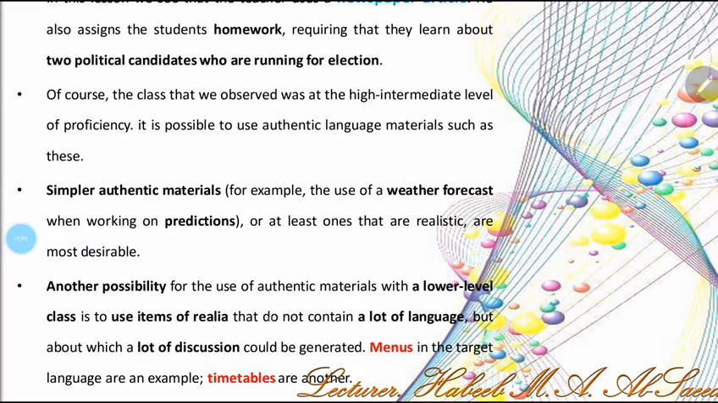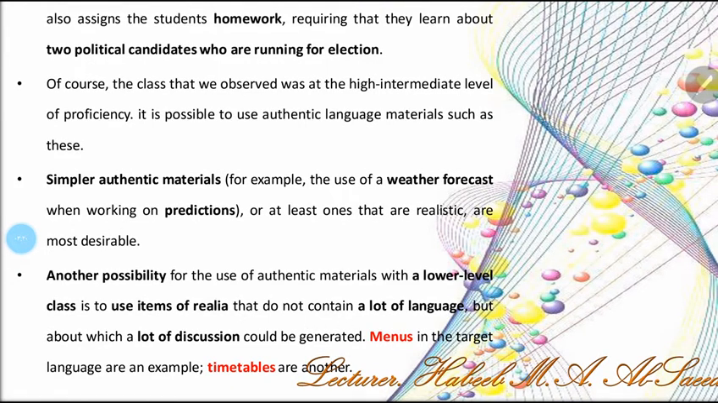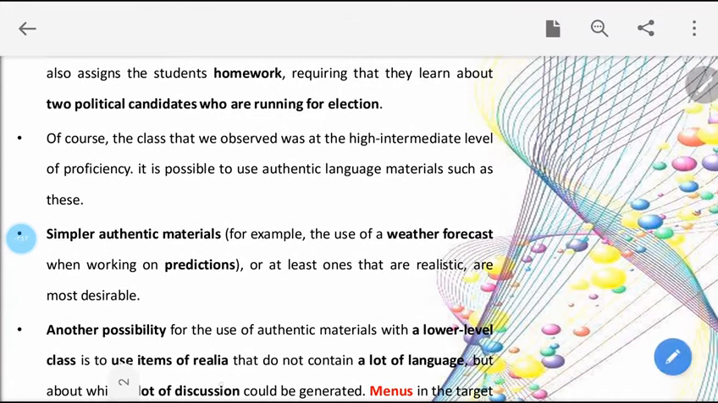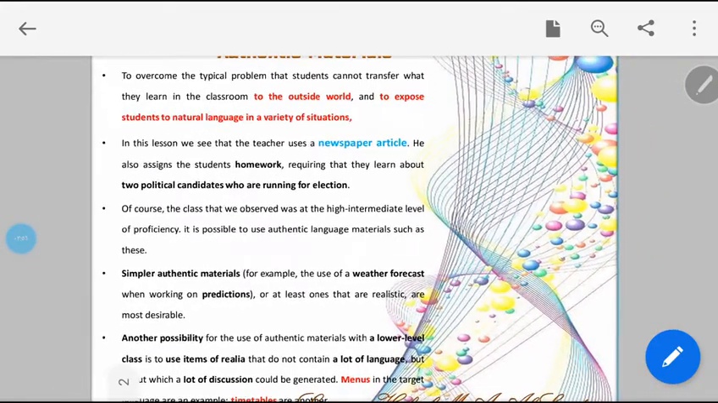Another possibility for the use of authentic materials with a lower level class is to use items of realia. For example, these realia may not contain a lot of language, but there is a lot of discussion about them. The students can discuss, they can speak, they can communicate, they can use the target language as it is in a real situation. For example, we can use a menu or a timetable. Students can use these at the lower level, and they can be seen as authentic materials. So this is the first technique, authentic material.